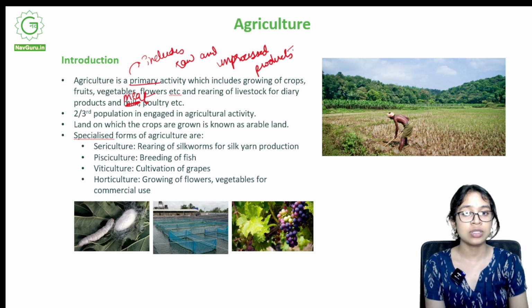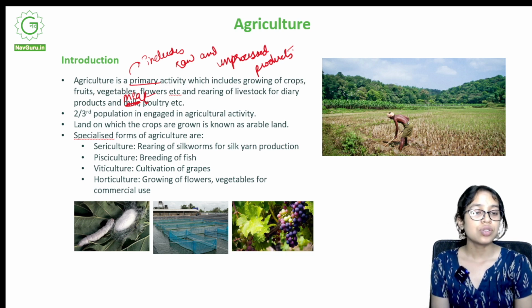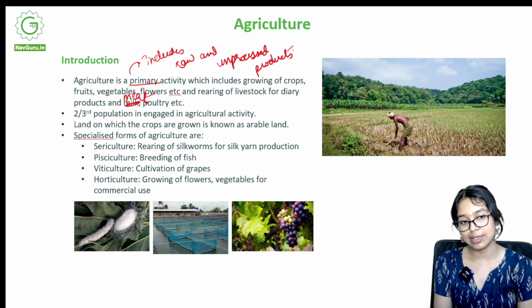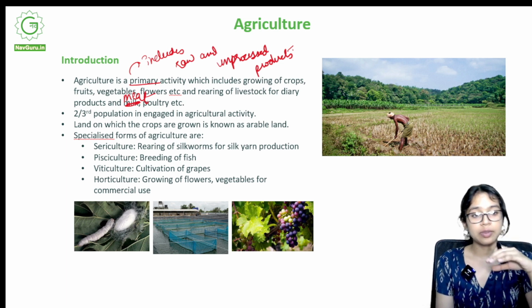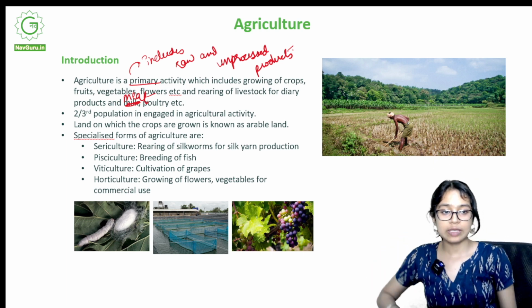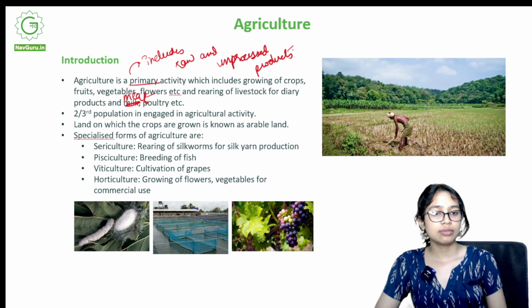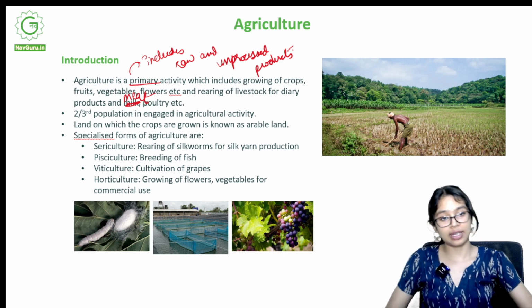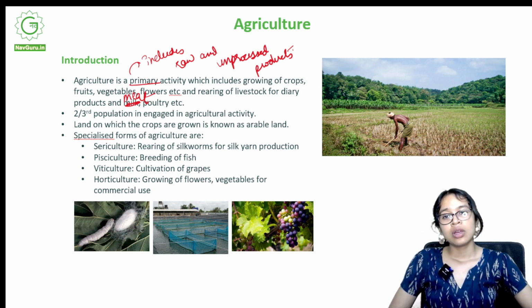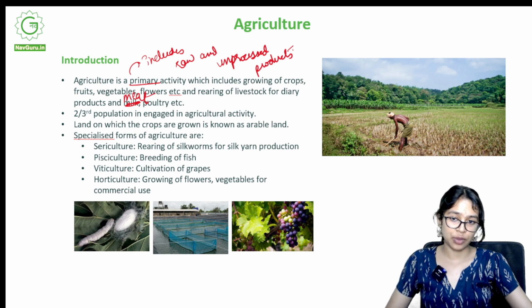Two-thirds of the population is engaged in agricultural activity. So two-thirds of India's population is engaged in agricultural activity, which is a large chunk of people, and it's only because of these people that we get food, and we do not face a scarcity in that area, most of us. Land on which the crops are grown is known as arable land. What is arable land? Arable land is the land on which crops are grown.